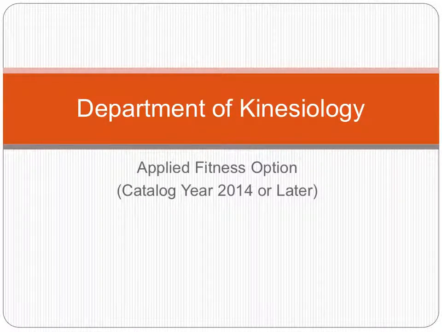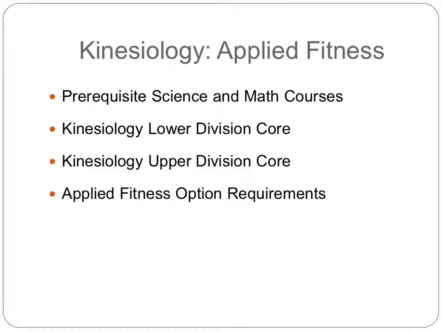This tutorial is for CSUN Kinesiology students with an option of applied fitness and a catalog year of 2014 or later. To earn a degree in kinesiology with an option of applied fitness, students must complete prerequisite science and math courses, the Kinesiology Lower Division Core, the Kinesiology Upper Division Core, and the applied fitness option requirements. This tutorial will summarize the applied fitness option requirements.